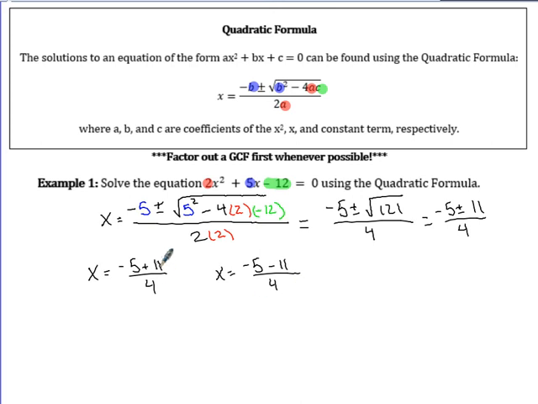Negative 5 plus 11 is 6. 6 over 4 would simplify to 3 over 2, so that's one of my solutions. Negative 5 minus 11 is going to be negative 16, over 4 would be negative 4. So my two solutions are 3/2 and negative 4.